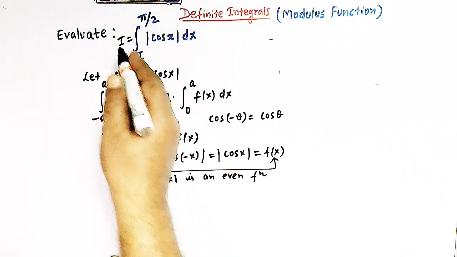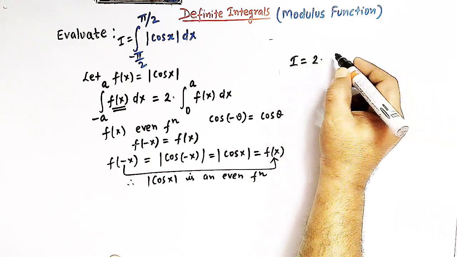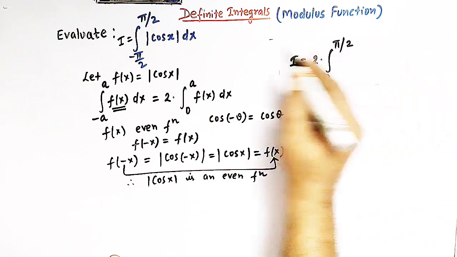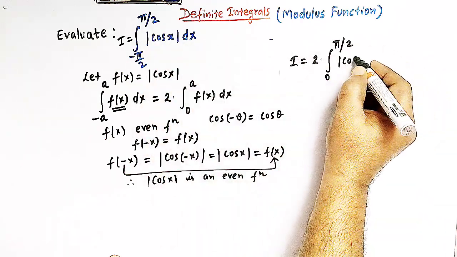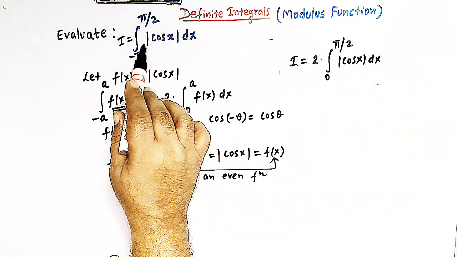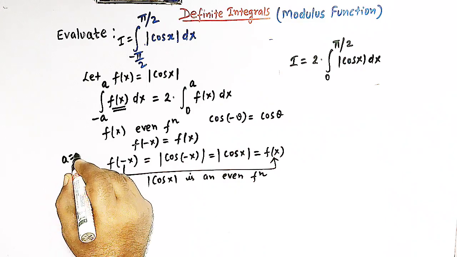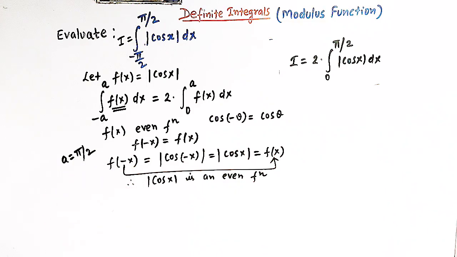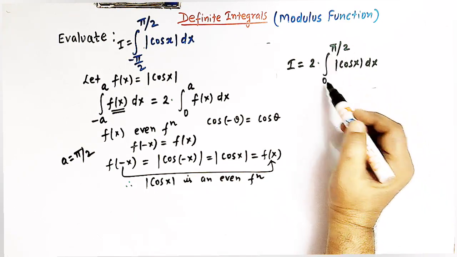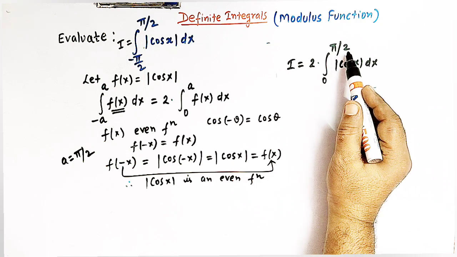So now we can write this integral I as 2 times the integral from 0 to pi by 2, and here we have mod of cos of x dx. So if we compare this integral with this one, then the value of a is equal to pi by 2. So now we have to solve this integral, right? And here the limits of integration are from 0 to pi by 2.